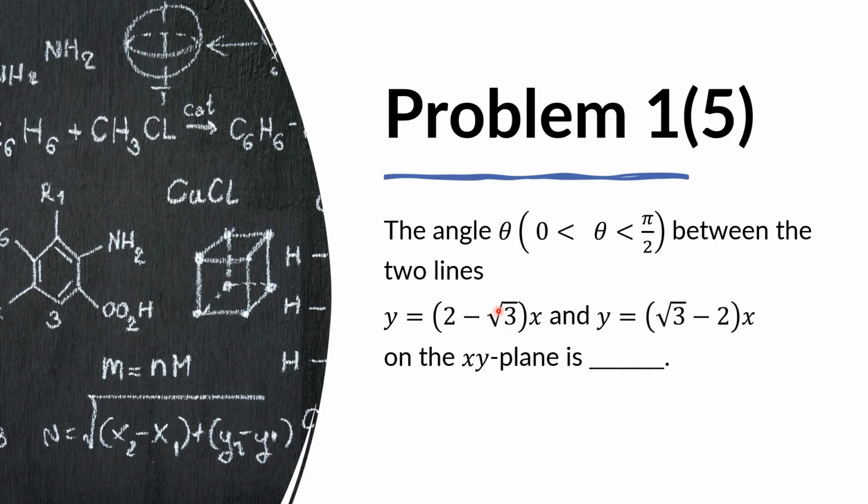Problem reads, the angle theta, where theta is greater than 0 and less than pi over 2, between the two lines y equals 2 minus square root of 3 x and y equals square root of 3 minus 2 x on the xy plane is blank.